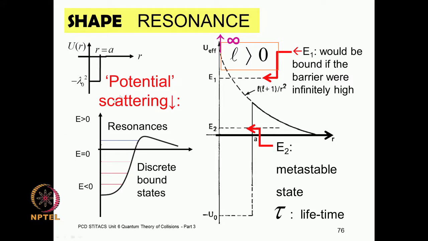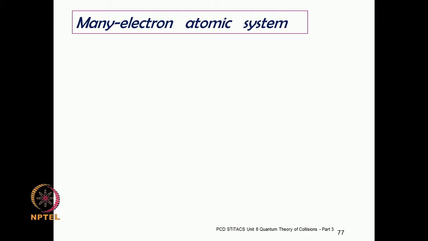Okay? So here is an example of a shape resonance. So this is called a shape resonance specifically because it is determined by the shape of the potential. What exactly is the shape of the potential? That is what determines the shape resonance. You can have a resonance because of some other situation, and that is typical in a many electron system, because when you have a many electron system, you can have some other kinds of resonances, and these come about because of certain correlations.